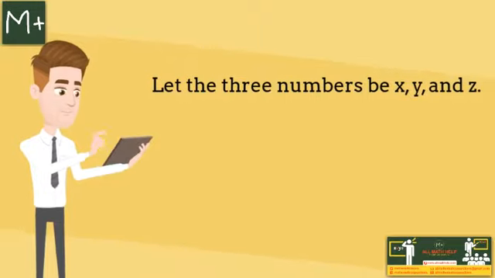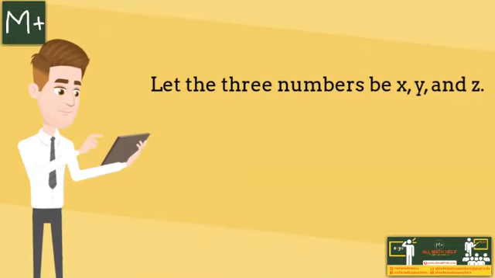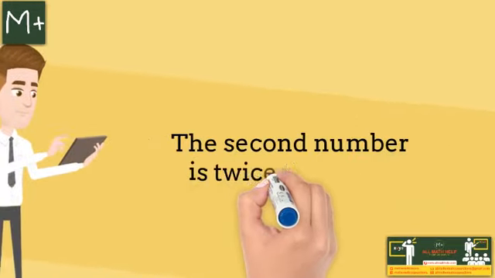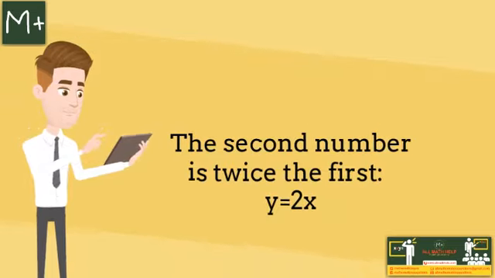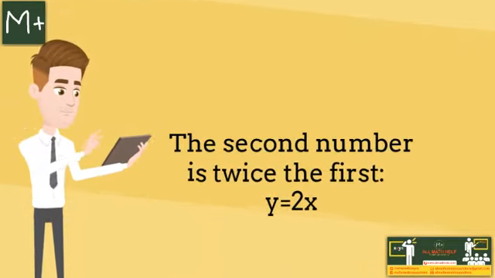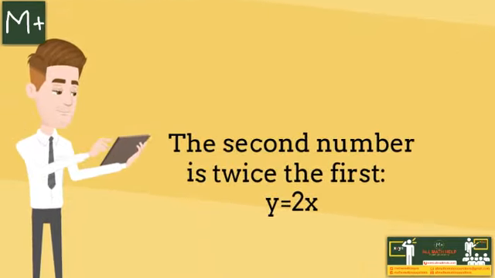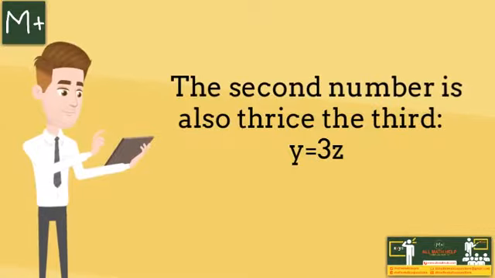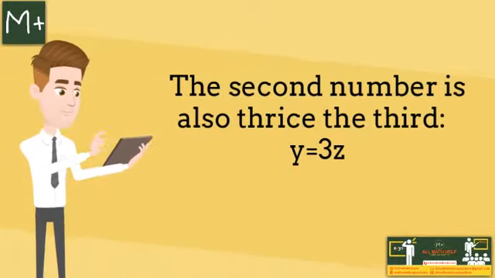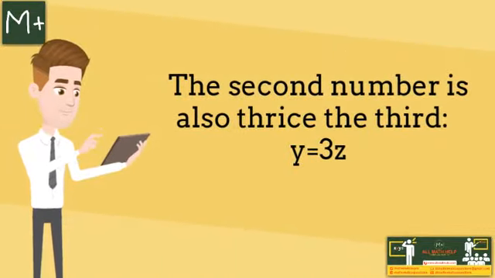Let's begin. Let the three numbers be x, y, and z. Taking x as the first number and y as the second number, as per the question, the second number is twice the first number. So y becomes 2x. The second number is also thrice the third number. That means y equals 3z.